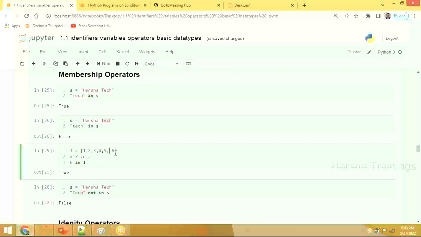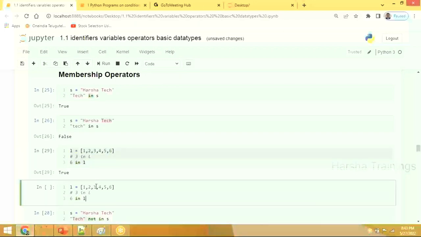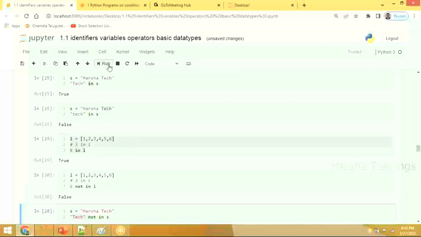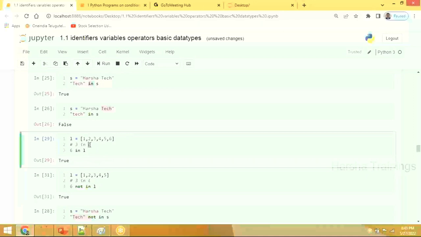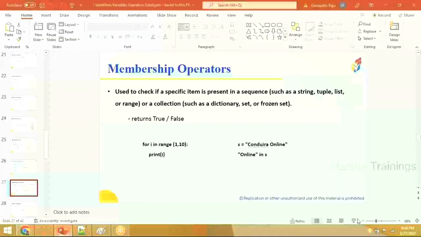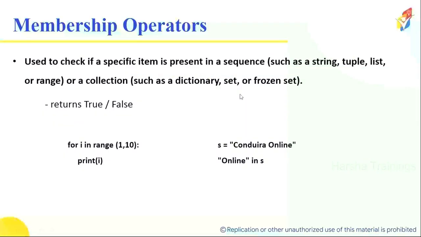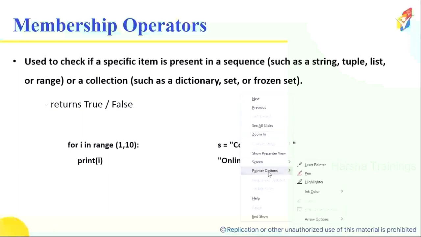Now I will give the opposite of this logic. Here I will use not in. While using not in, you don't combine them; these are two different words. 6 not in L gives false. If I remove the 6 and ask, it returns true. Not in is exactly the opposite of the in operator. Now let me go to another operator. Without membership operations, you can't write even a single program in Python.